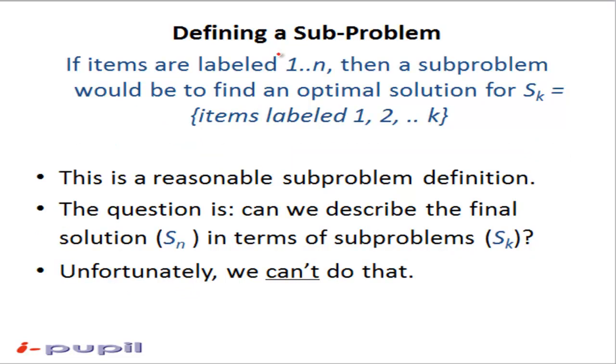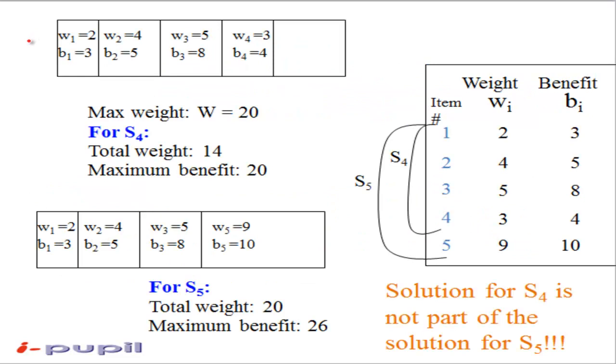Next we define the subproblem. Let's say that the items are labeled from 1 to n. Then a subproblem would be to find an optimal solution for Sk, where Sk represents a set of items labeled from 1 to k. This forms a reasonable subproblem definition. But the question is, can we describe the final solution in terms of subproblems Sk? Unfortunately, we can't do that. Let's understand why we can't do so by an example.